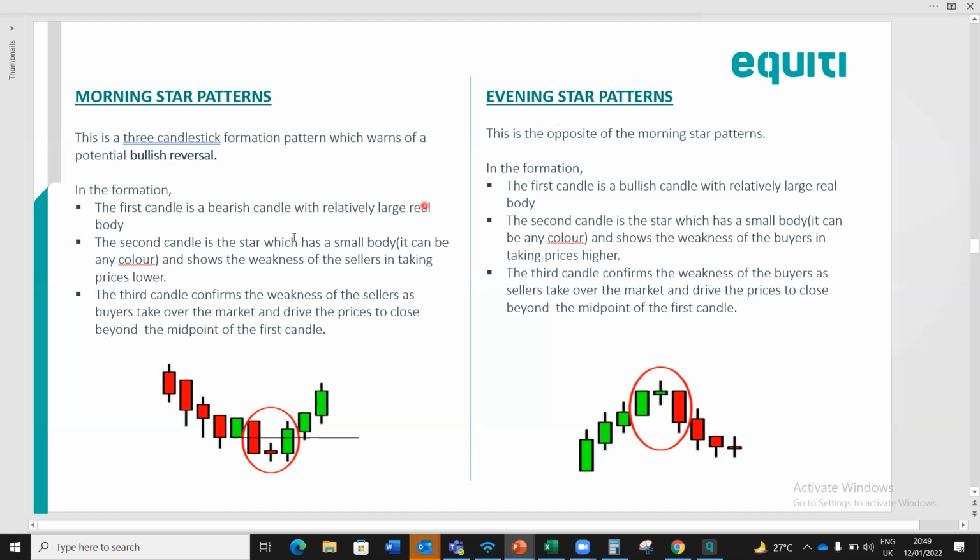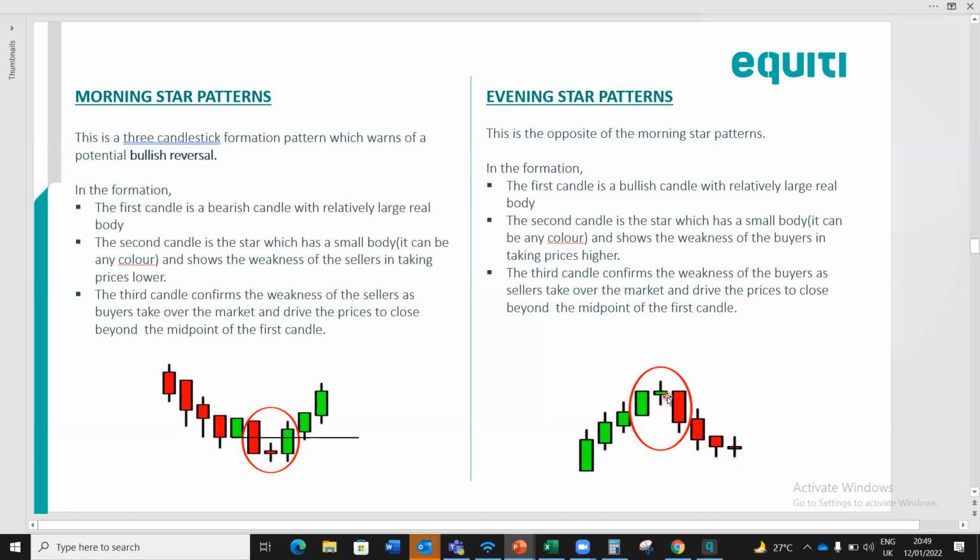And then the evening star is just the direct opposite of the morning star. In the formation, the first candle is a bullish candle with relatively large real body. The second candle can be any color, but let it be a spinning top. The closing price is close to the opening price. But it can be any color.